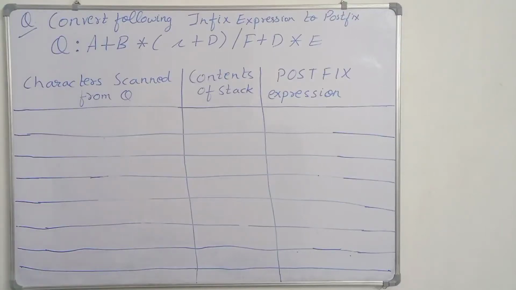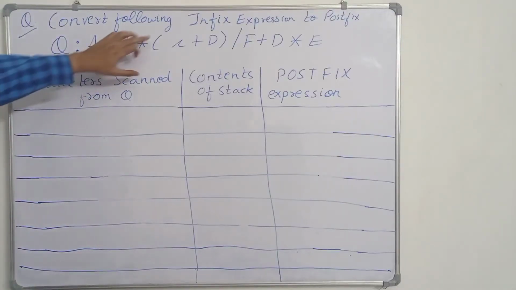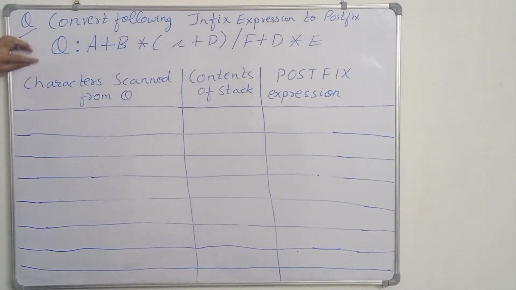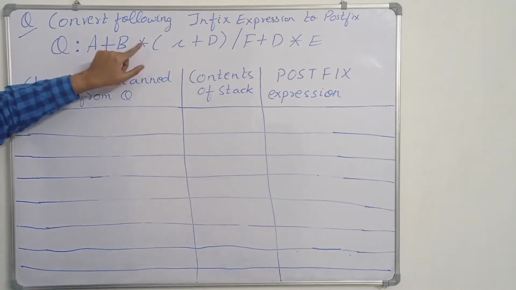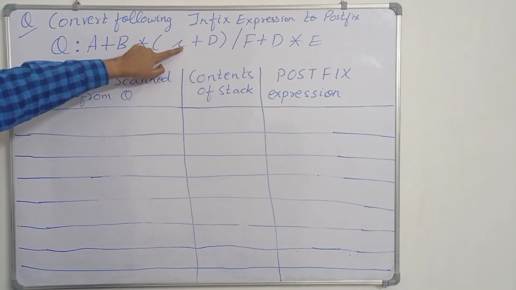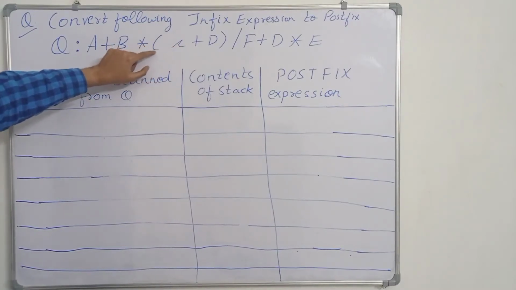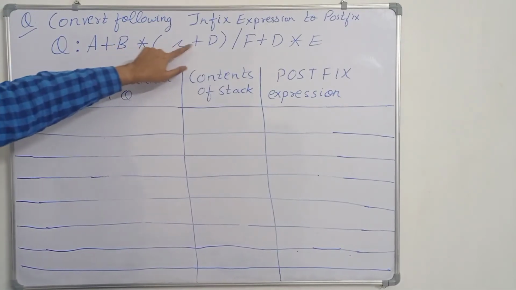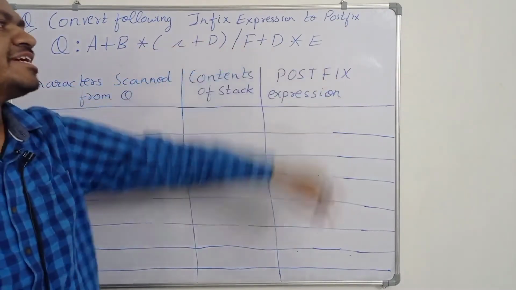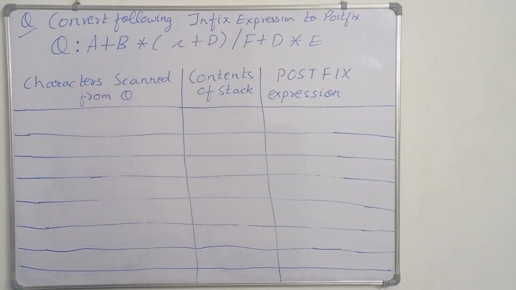So welcome students, in this video we are taking another example to convert an infix expression to a postfix expression. So this is the expression which is given to us. Q is equal to A plus B multiply by, this is parenthesis, this is small c. I have written c in small to distinguish between parenthesis and c. So c plus d, then divided by f plus d multiplied by e. So this is the infix expression. We have to convert it to a postfix expression.